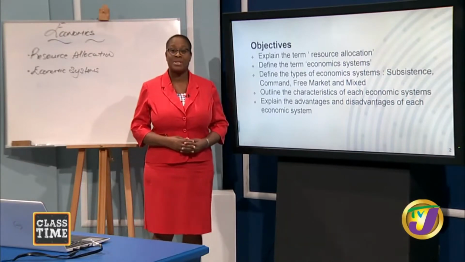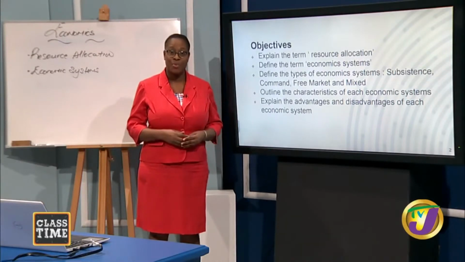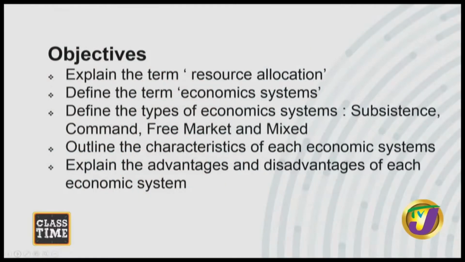So for our objectives today, we are going to explain the term resource allocation. We're going to also define the term economic systems, and we're going to define the types of economic systems. They are listed there: subsistent, command, free market, and mixed. We're also going to outline the characteristics or the features of each economic system and look to explain some of the advantages and disadvantages of each economic system.